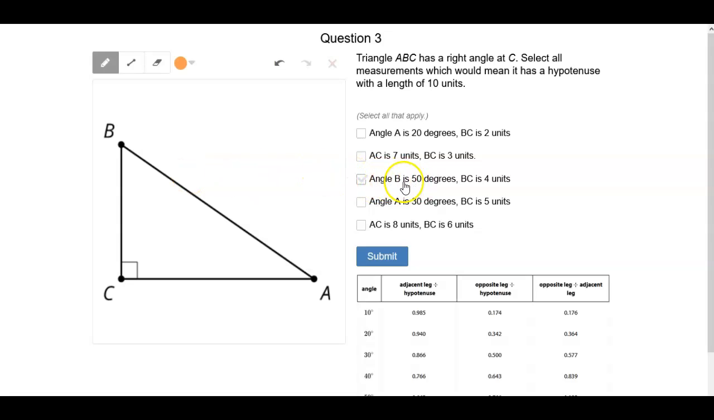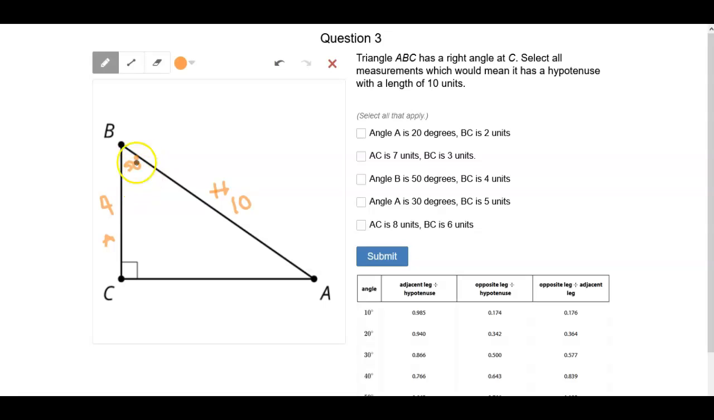So the next one we're going to look at is B. Angle B is 50 degrees, so that's this one up here, and BC is 4 units. So we know that this one is our hypotenuse because that's always our hypotenuse. The one that's directly across from that angle is going to be the opposite, which means that this one is the adjacent. So for a 50-degree angle, we want this one to be 10, remember.